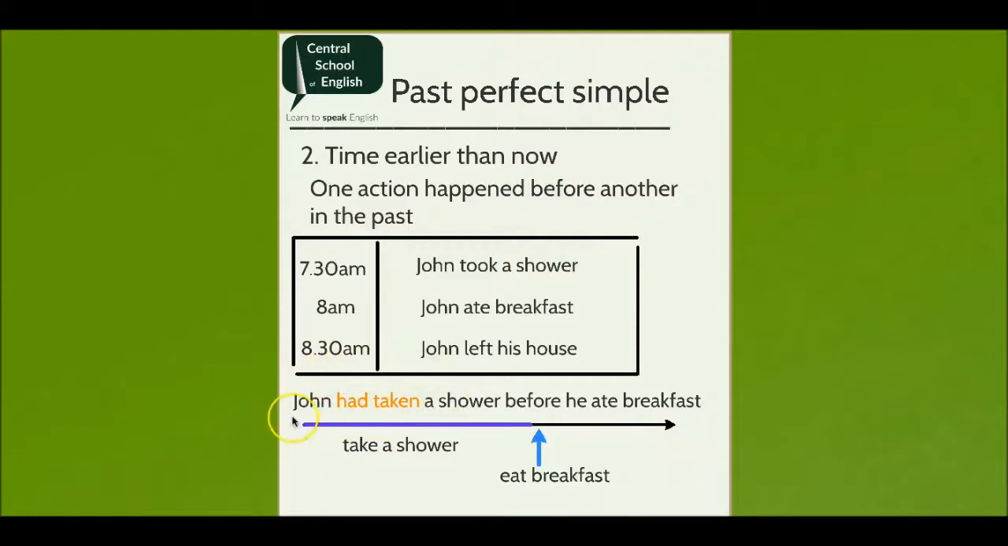In this sentence, we use the past perfect tense, John had taken a shower, to indicate that John had finished his shower before he ate breakfast this morning. By using the past perfect tense, we communicate that one action, taking a shower, happened first. The action of taking a shower happened before the second action, eating breakfast.